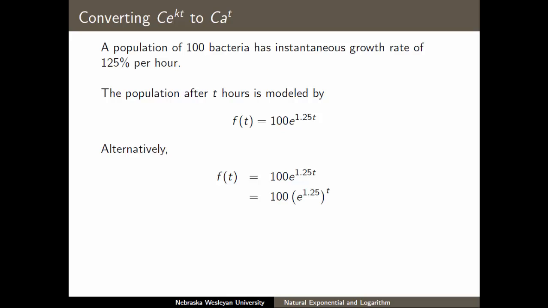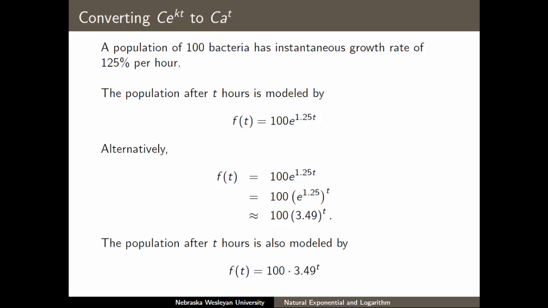Notice that e raised to the 1.25 power, and then raised again to the t power, is the same as e to the 1.25 times t power. When you raise something to an exponent, and then raise it again to another exponent, you multiply those two exponents together. So we've used that rule in reverse here to separate the two exponents. Now if I put e to the 1.25 in my calculator, it will say that it's approximately 3.49, and so the population can also be modeled by 100 times 3.49 to the power t. Writing a function in this way has the advantage that I have a better understanding of how the population is growing.